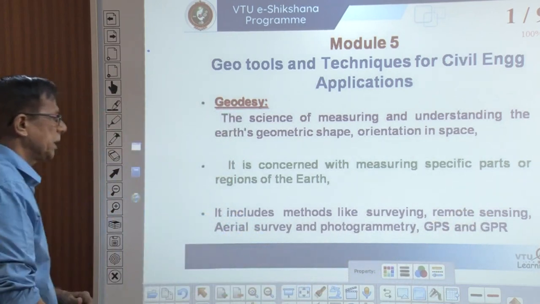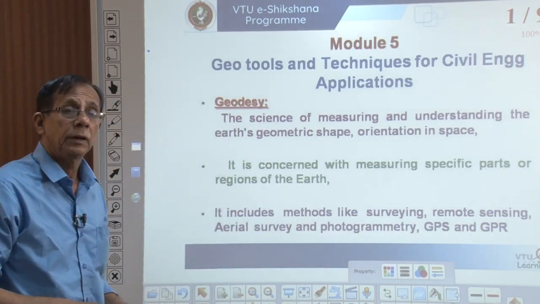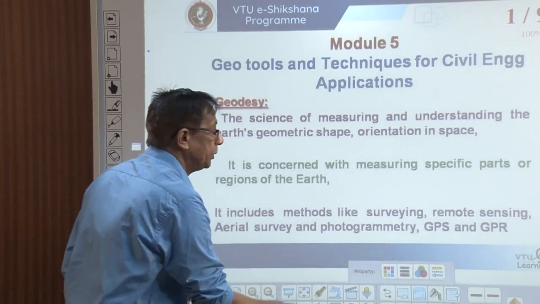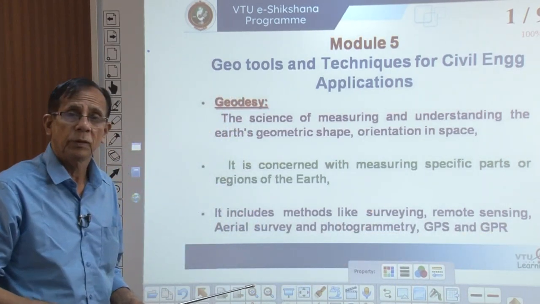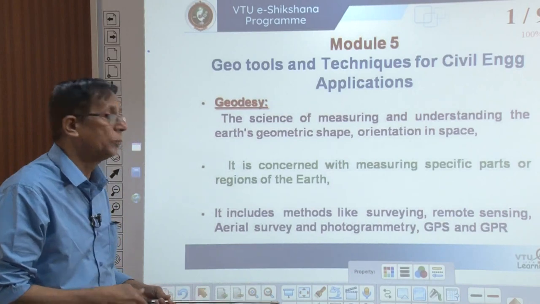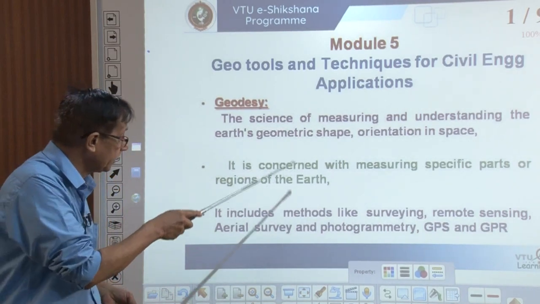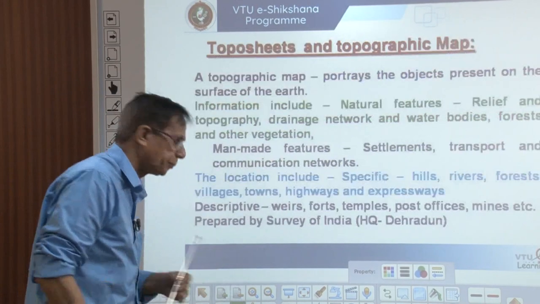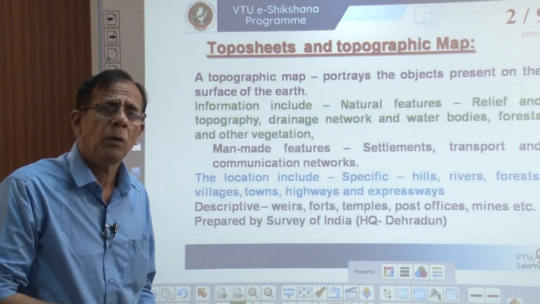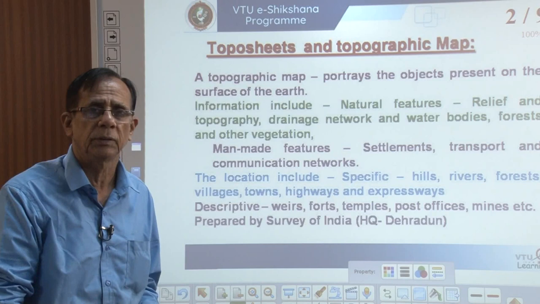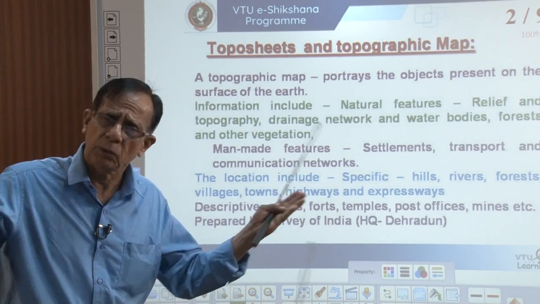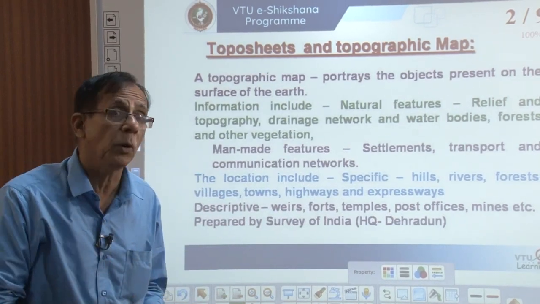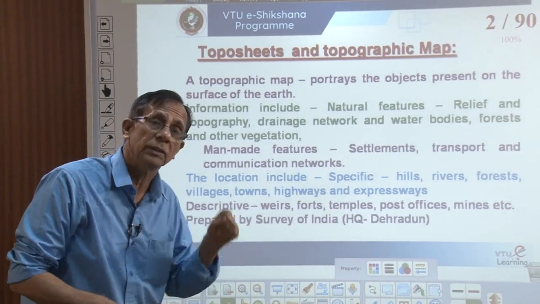We use remote sensing or satellite data, aerial survey, aerial photographs, photogrammetry, GPS, ground penetrating radar, many things, and drone technology. These all come under the geo tools, and these are all part of geodesy. Hence, now our basic study starts with the topo sheet. The topo sheet is surveyed by somebody, prepared by somebody, and I am going to use this. I am not doing any survey here. I am using the topo sheet.